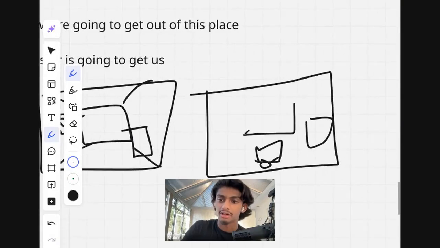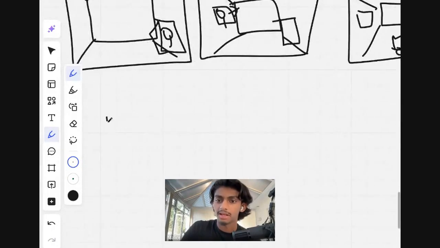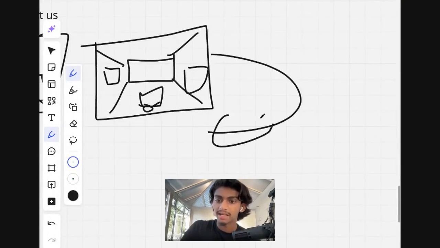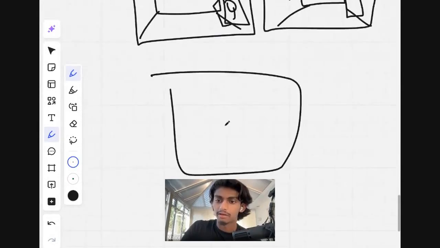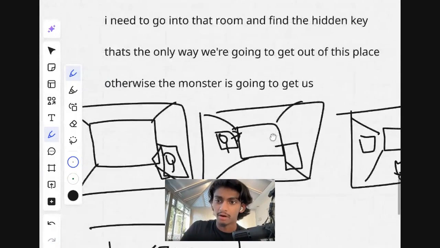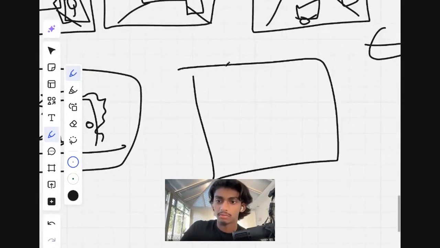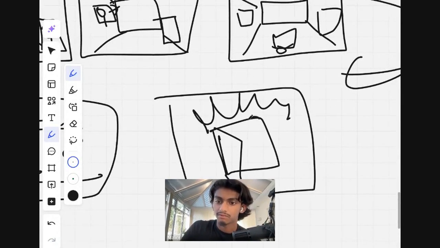Imagine it flashing between each of these, right? And then that's the only way we're going to get out of this place. Maybe the camera pans back, and now we're looking at a door. That's the only way out. And then we highlight the door. It's glowing, and that's the way we get out. Otherwise, the monster's going to get us. And then imagine the door smashes open, and then there's an ugly monster.